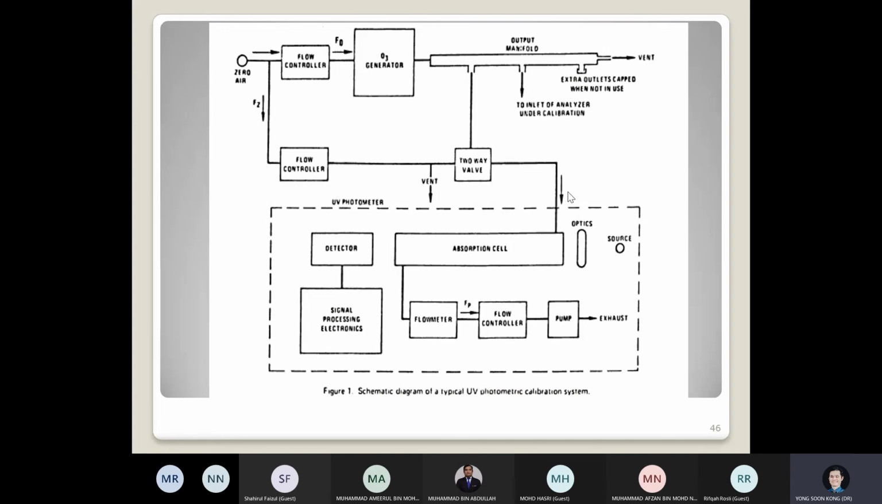The next diagram will show you how it works. Zero air comes from here, and then this will be mixed with the ozone generator, which will provide them with ozone. But if this is ambient air, the zero air will be sourced from somewhere else, without the presence of ozone. They come in, are drawn into this UV photometric calibration system, and start with the absorption, very much similar to what I mentioned earlier. So remember, for ozone we measure the transmittance, whereas for the others, they are very much on the absorbance.